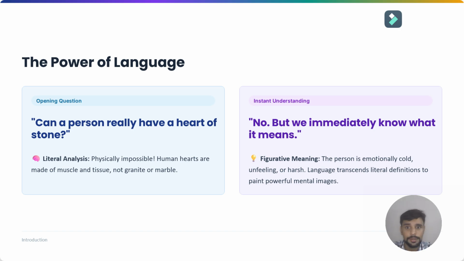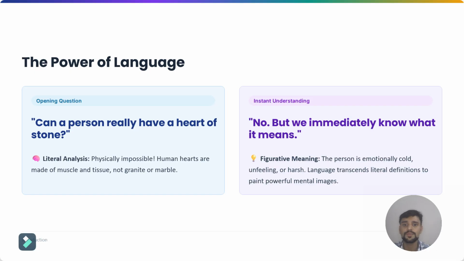Notice what has happened here. The words have moved beyond their literal meaning. The speaker has taken the physical quality of stone, hardness, coldness, lack of flexibility, and transferred that quality to a person, emotional in nature. And that is one of the most powerful things language can do. Instead of saying he is emotionally insensitive and does not show compassion, we can say he has a heart of stone. The second sentence is shorter, but it creates a much stronger image. You can actually visualize the idea.